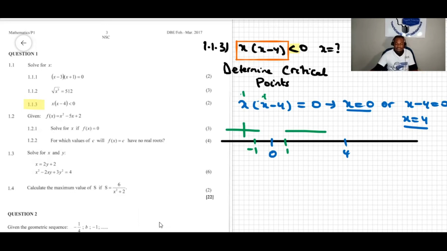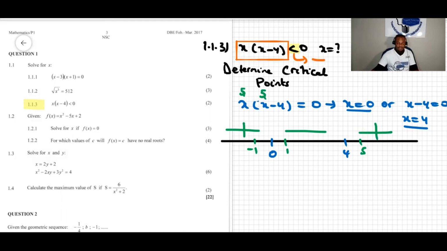Now move on to here. I take a number like 5. If I substitute 5 for x, I will have positive still. Note that the signs of the function within the intervals will always alternate: positive, negative, positive, or negative, positive, negative, always like that. Now we are concerned with the solution that is lesser than, not lesser than or equal, just lesser than 0. Lesser than 0 means negative.